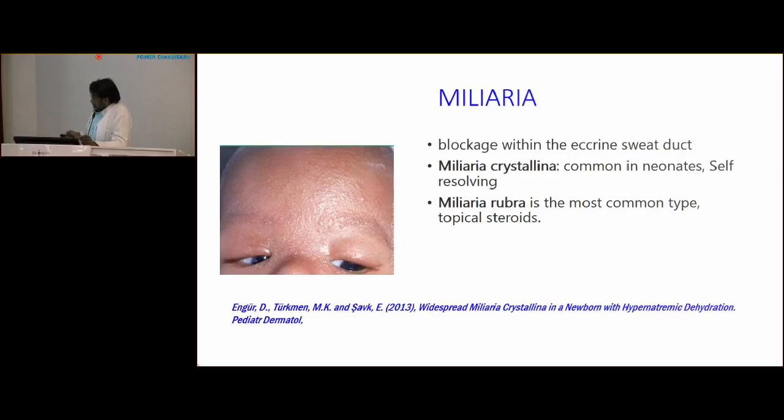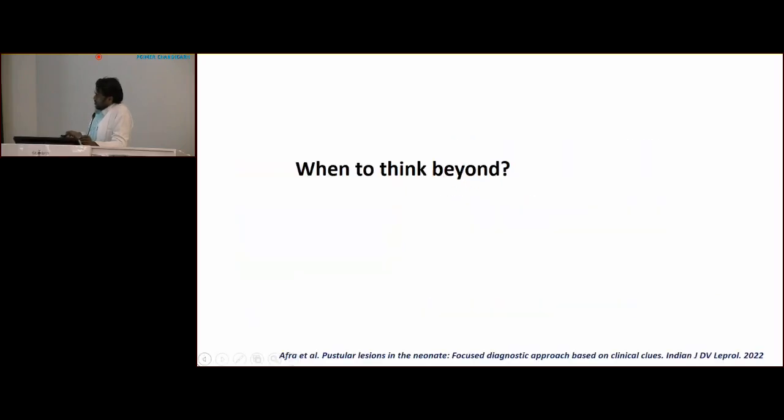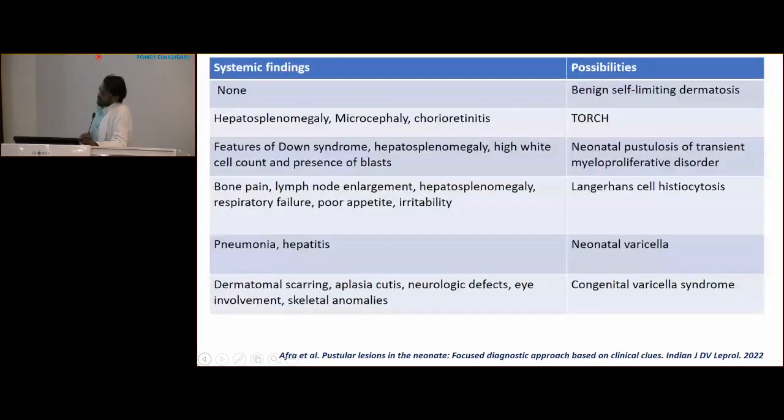When to think beyond the pustular lesions, when is it not a simple pustular lesion and something is much beyond. So these are the things which we check when a newborn comes to us with pustulosis. First of all, there should be no systemic signs. It should be a well baby. Otherwise, hepatosplenomegaly, microcephaly, and chorioretinitis, think of TORCH. And if features of Down syndrome are present, and the same hepatosplenomegaly, high TLC count, then it is neonatal pustulosis of transient myeloproliferative disorder. Whereas an older child complaining of pain or irritability, cry, with lymph node enlargement, hepatosplenomegaly, LCH should be considered.